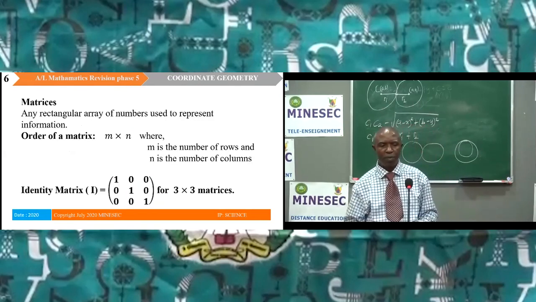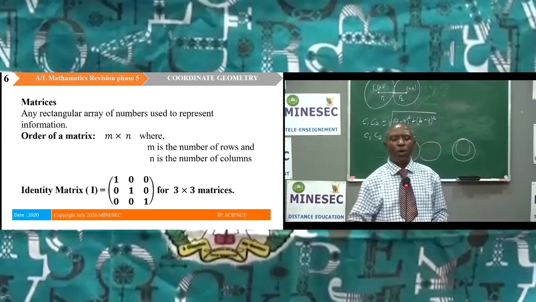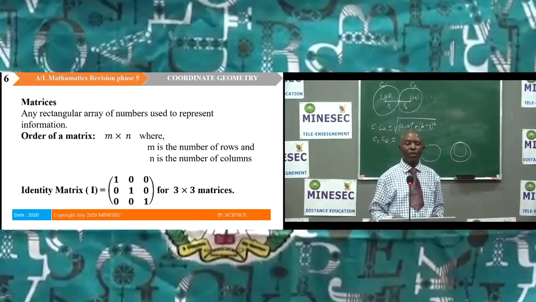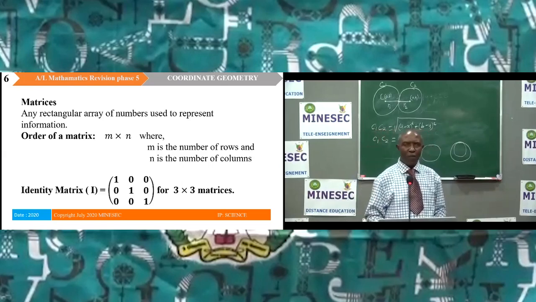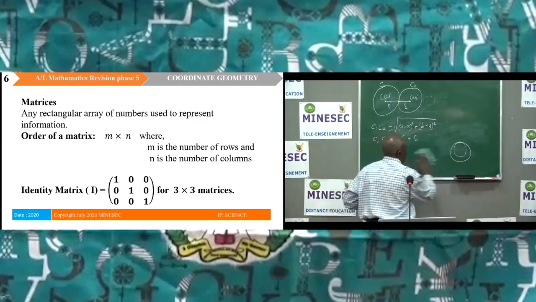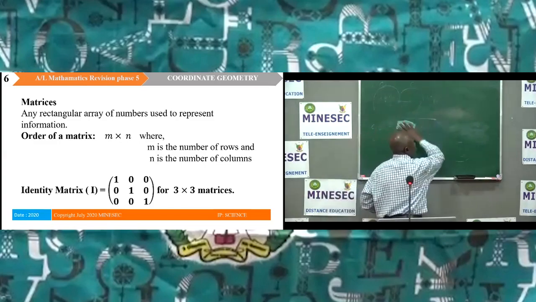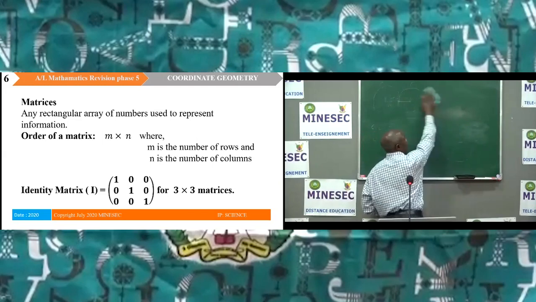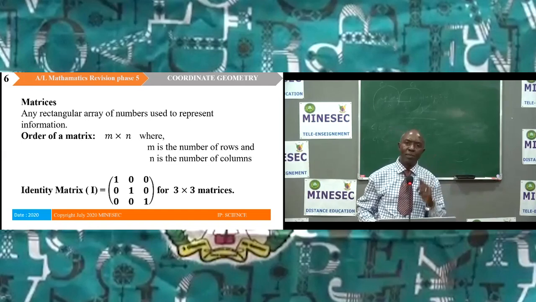Matrices. A matrix is any rectangular array of numbers used to represent information. The order of a matrix. It is very important for us to know the order of a matrix in order to know if we can multiply two matrices or not, because once they are not compatible for multiplication, we can't multiply them. So we need to always first take the order of any matrix we are working with.